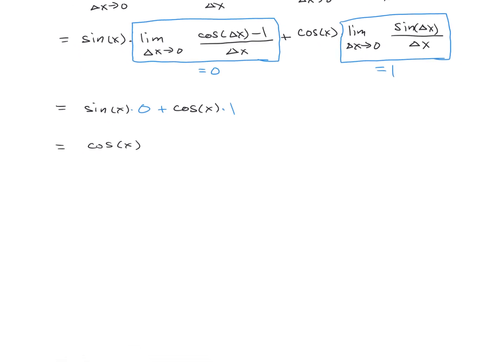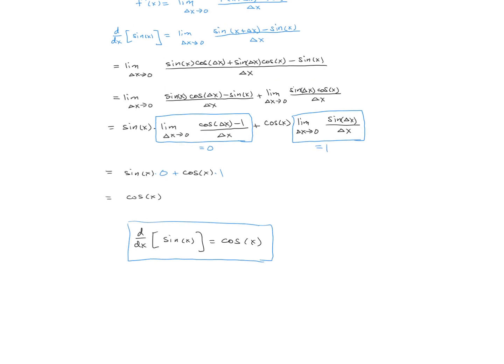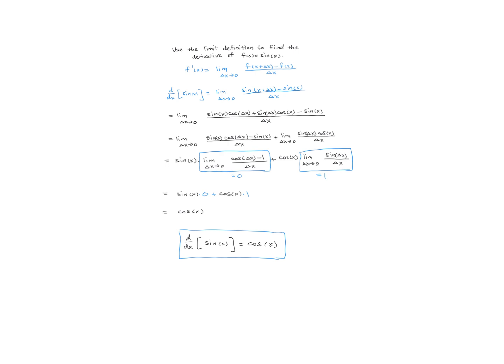So we have proven that the derivative of the sine function is just our cosine function. A similar derivation can be made for the cosine function. In that case, you'll get the negative of the sine function. So that is how we find the derivative of the sine function using the limit definition of the derivative.